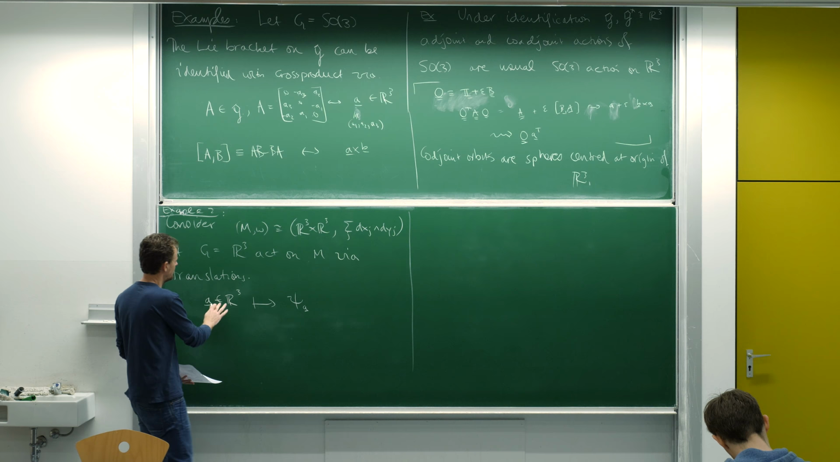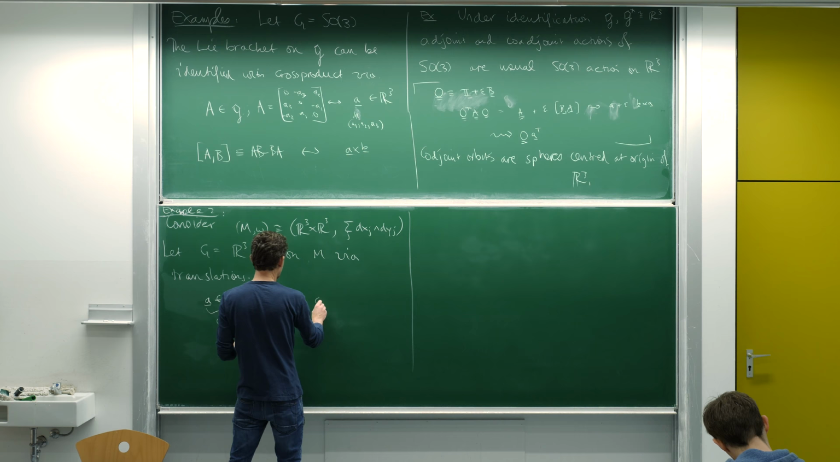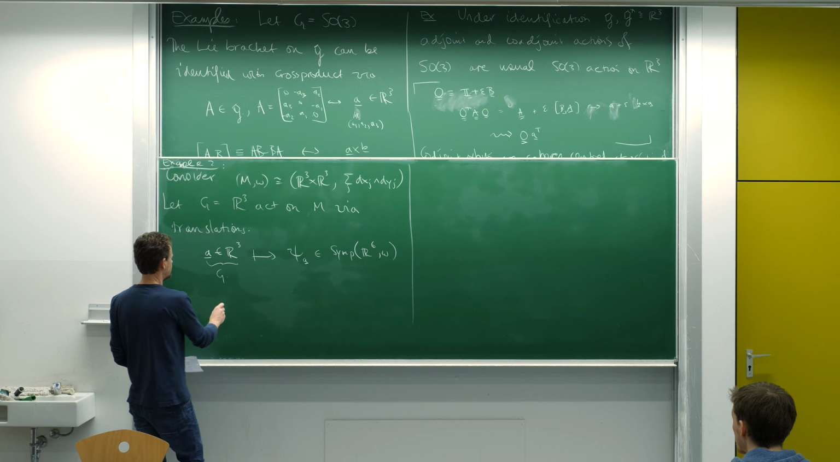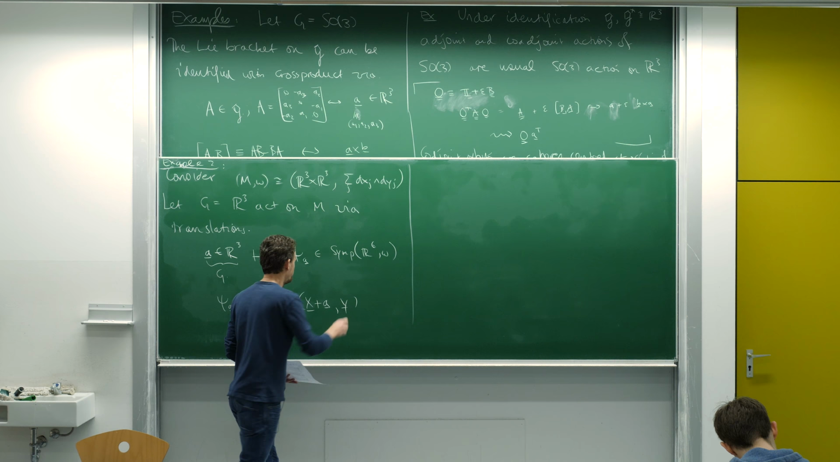So associated to every three vector in R3, so this is our group, we get a corresponding symplectomorphism psi A. And how does that symplectomorphism act? Well, you give it a point in your manifold R6. And it gives you back a point in the manifold R6, namely, just translate by A.